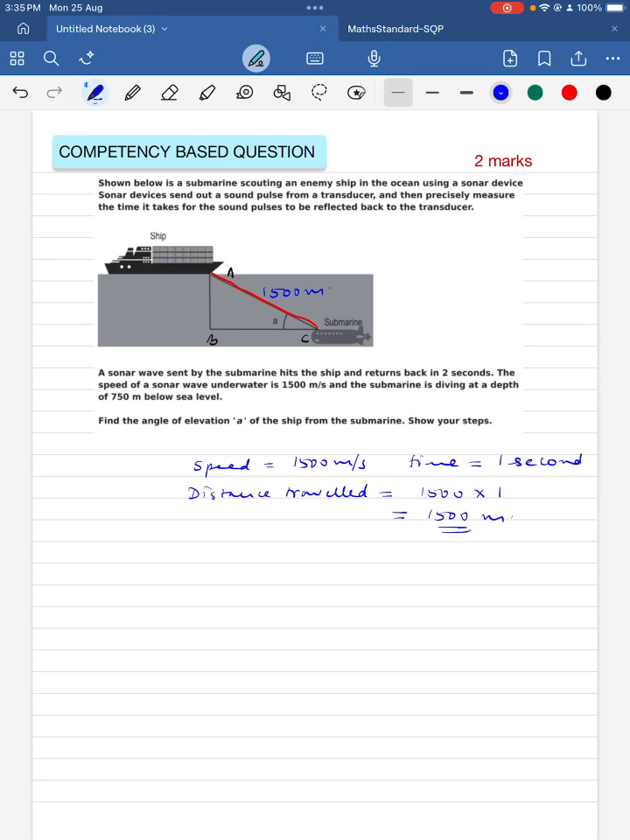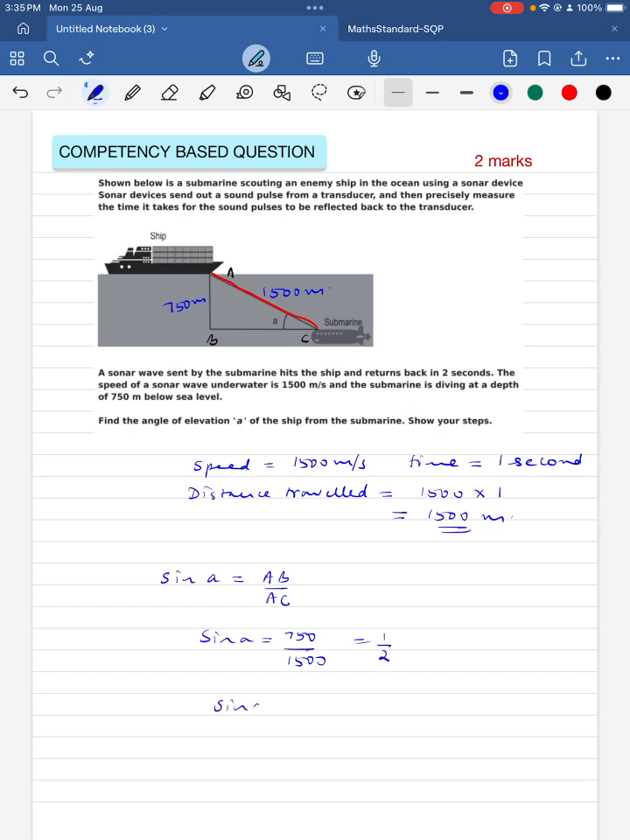Also, they've mentioned that the submarine is at a depth of 750 meters below the sea level, which means the length of AB is given to be 750 meters. And we have to find the angle of elevation. Now we know the opposite side and the hypotenuse. So I'll take sine of angle A as equal to AB divided by AC. And that's sine of angle A is equal to 750 divided by 1500, which is equal to 1 by 2.